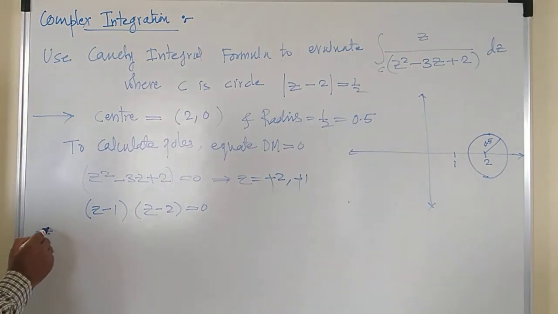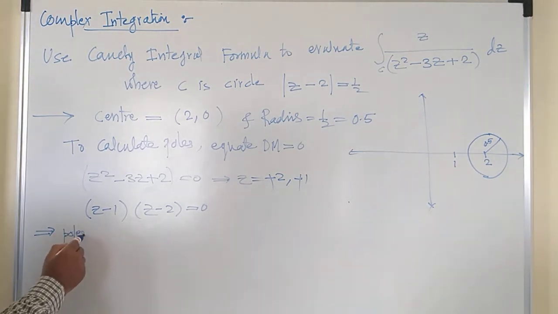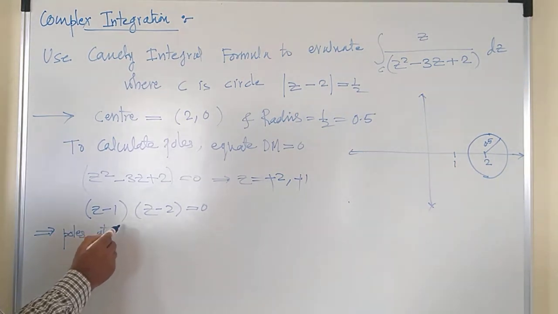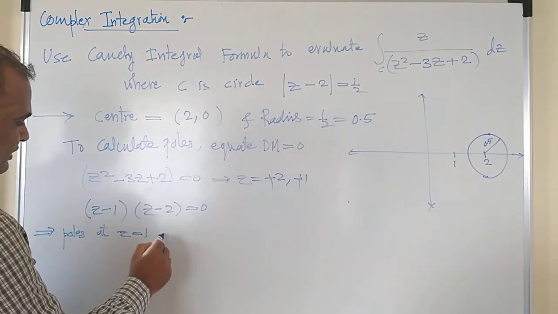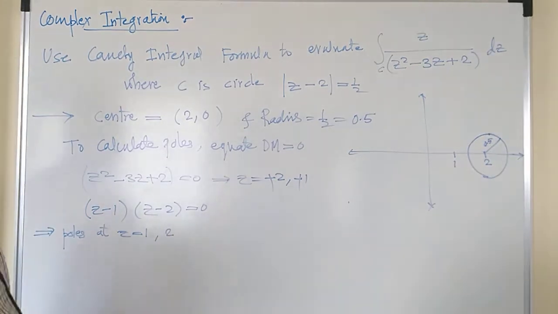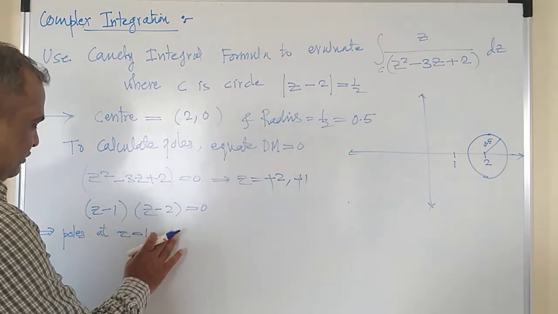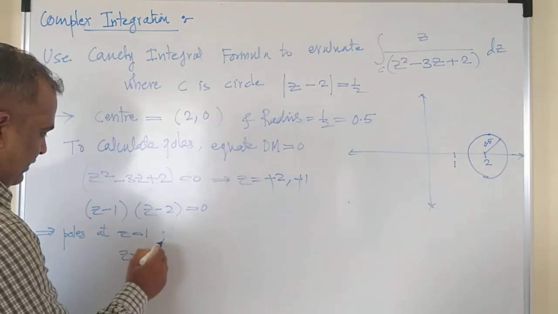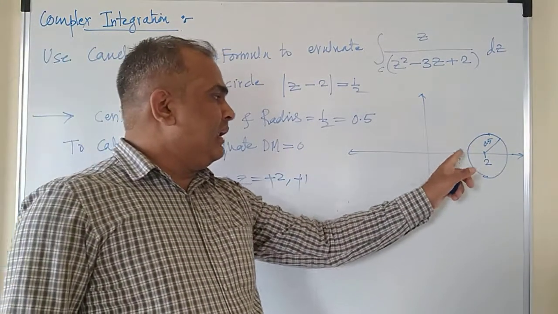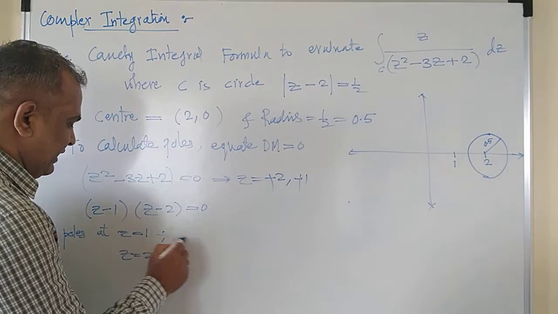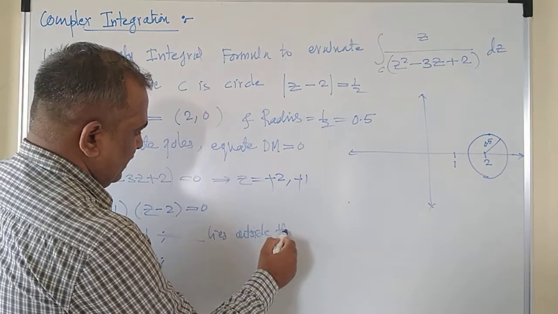This implies that the complex function has poles at z equals 1 and z equals 2, or plus 1 and plus 2. Out of these two poles, z equals 1 lies outside the contour, right? So I'll write here, lies outside the contour.